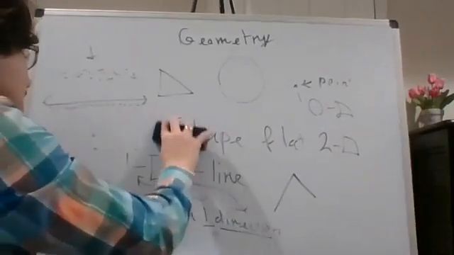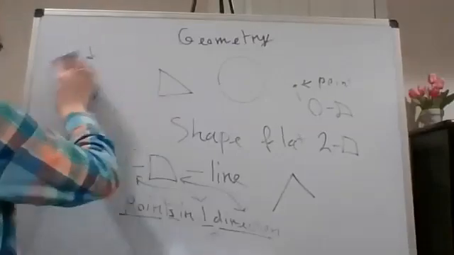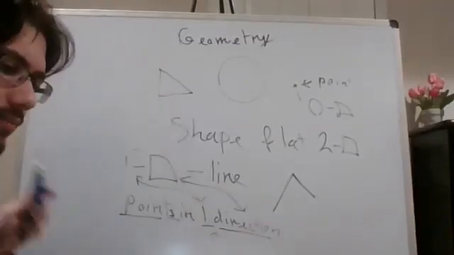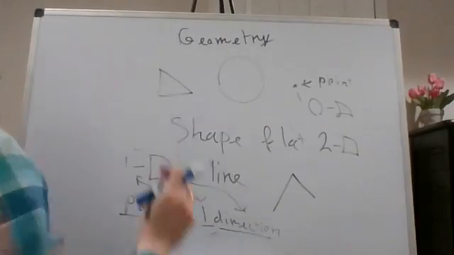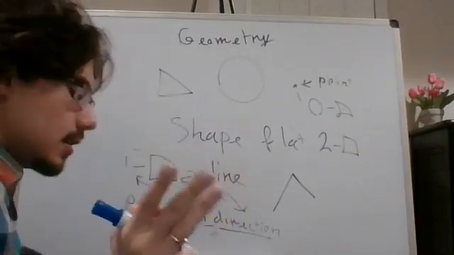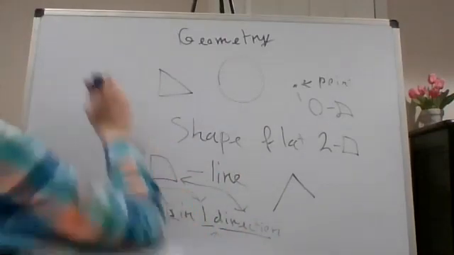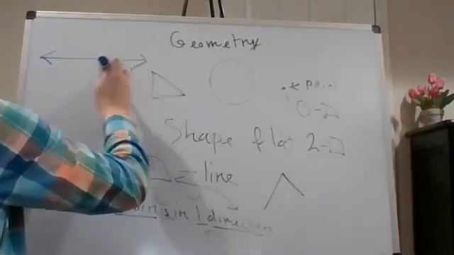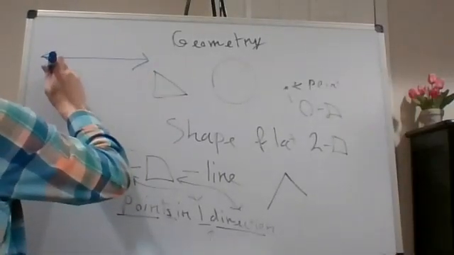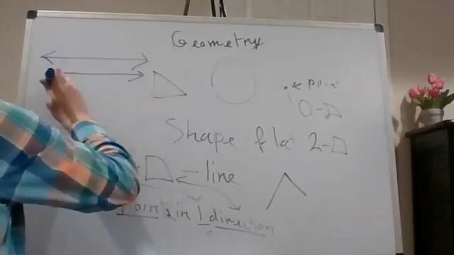Continuing on, or moving on from this idea, there are only 3 things you need to know about lines. There are 3 types of lines. There is a line, there is a ray, and there is a line segment.